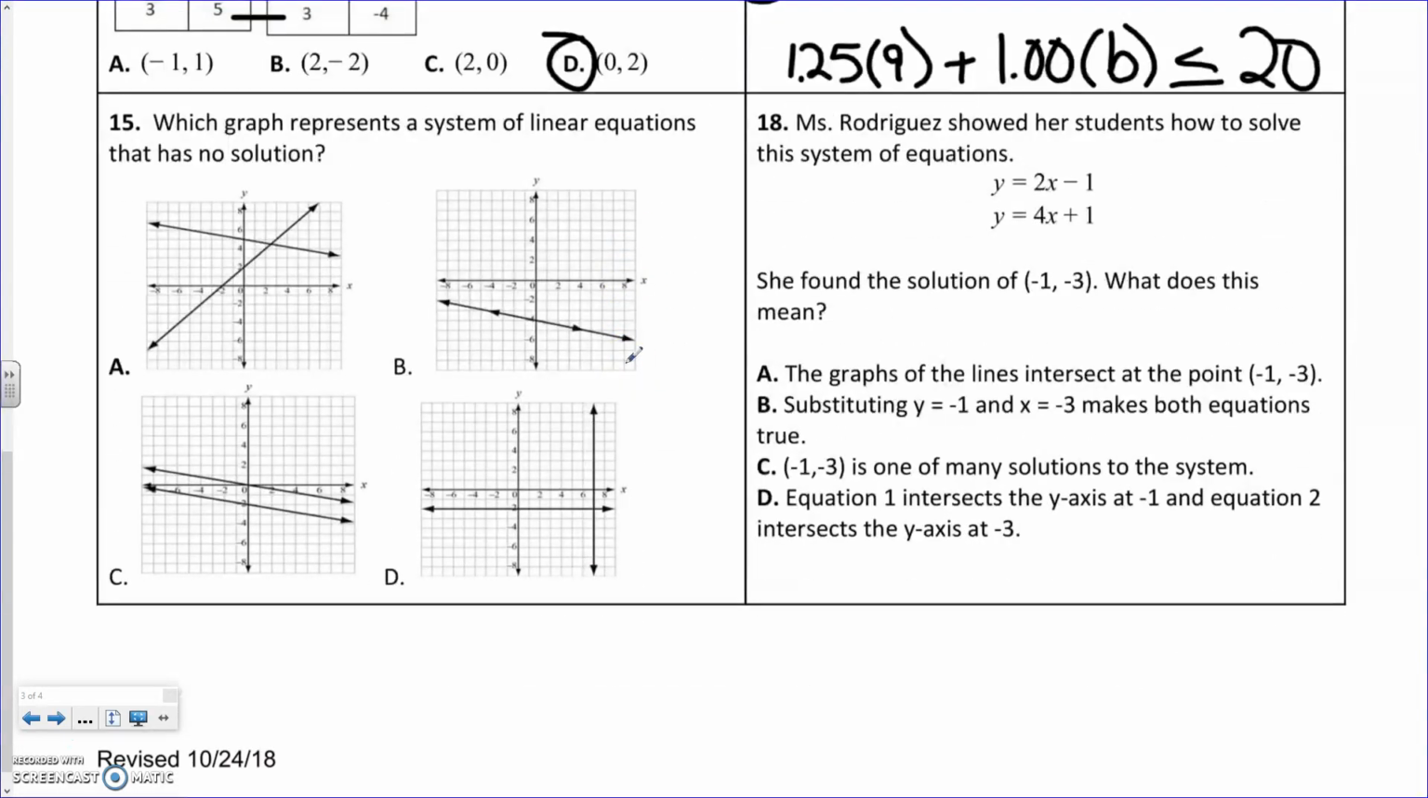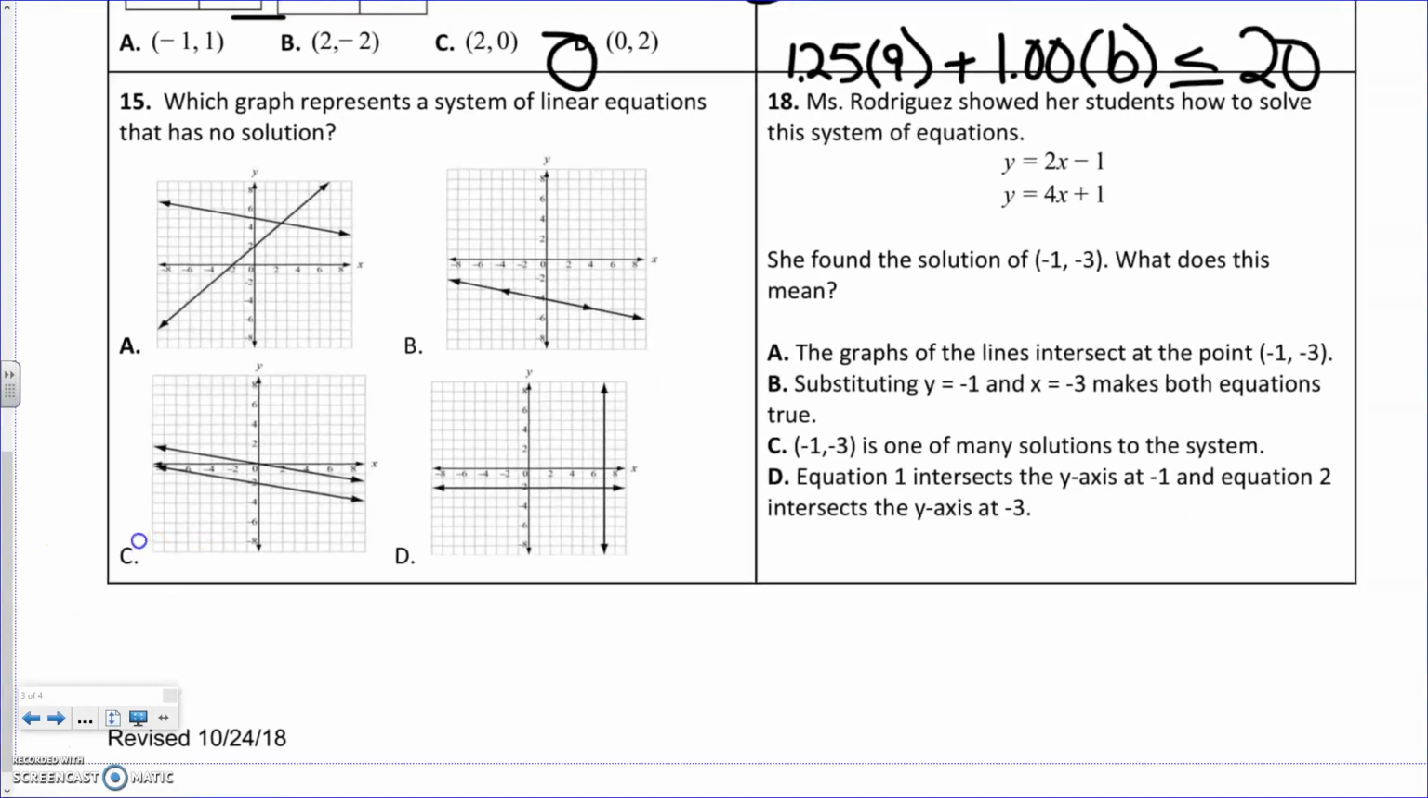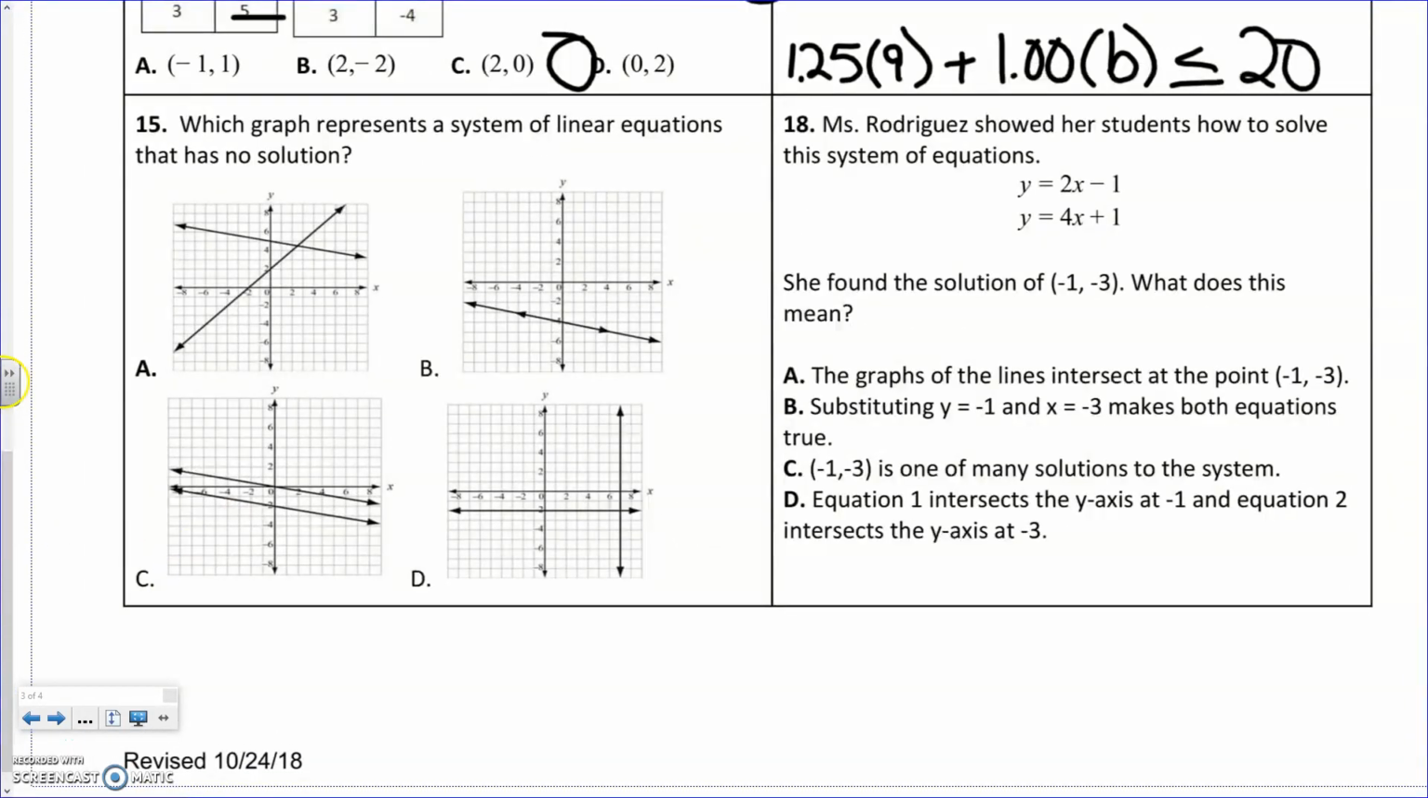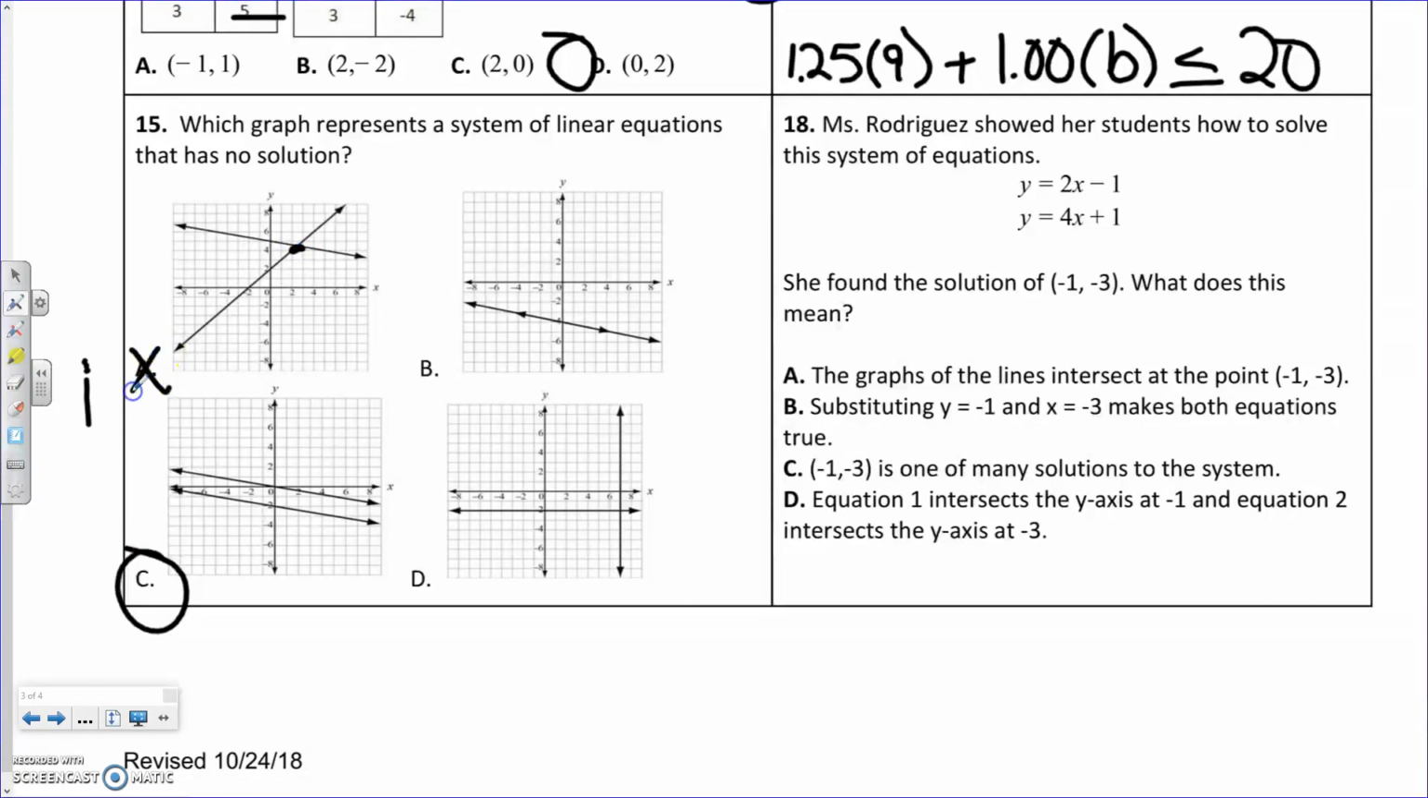Alright, 15. 15 is another easy question. It says, which system has no solutions? So no solutions. Alright, it's drawn down. Yep. Alright, so that's easy. See, right? No solution. Because do the two lines intersect? No, so that's no solution. When the lines intersect, that's going to be one solution, right? So that doesn't work for A.